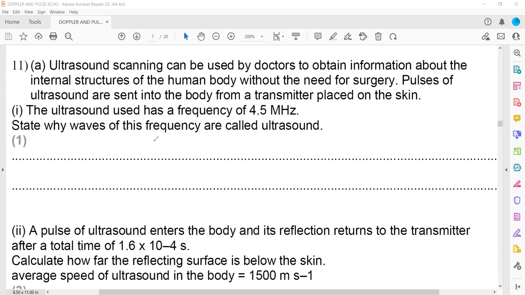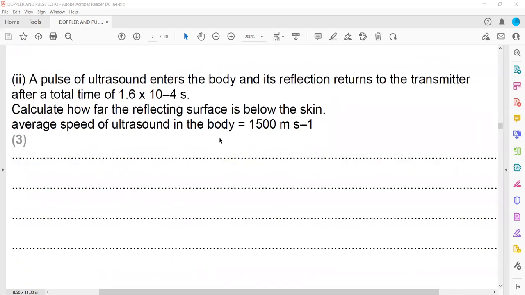Because there is an audible range. What is the audible range? The audible range is from 20 hertz to 20,000 hertz. So any sound frequency which is more than 20,000 hertz is known as ultrasound. Because this is 4.5 megahertz, and mega means 10 power 6, it's more than 20,000 hertz. That's why we call this sound ultrasound. So the answer here: because this sound has a frequency more than 20,000 hertz, it is ultrasound.